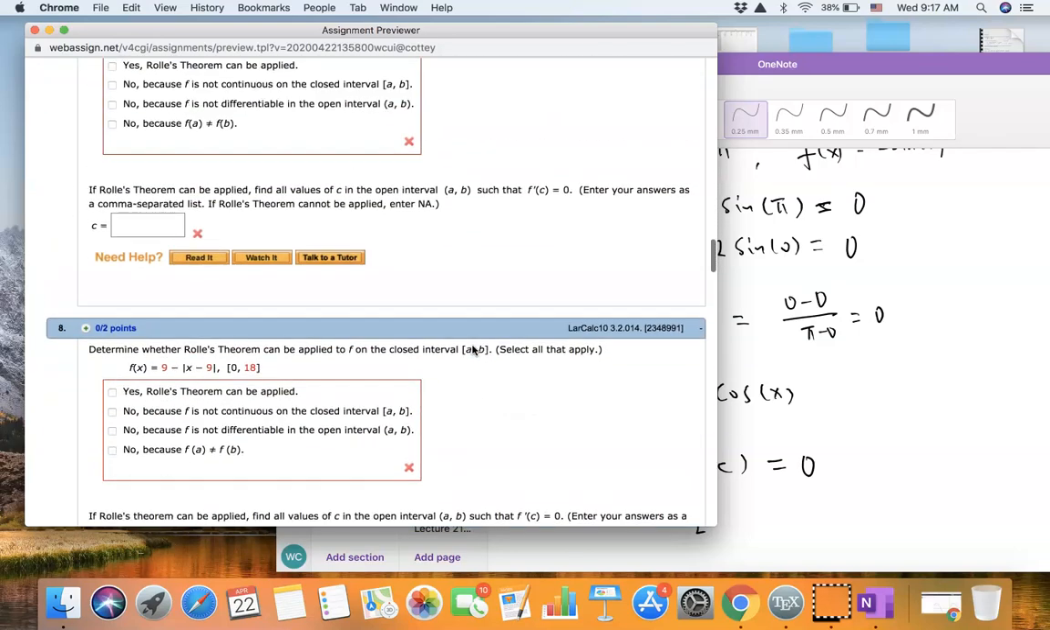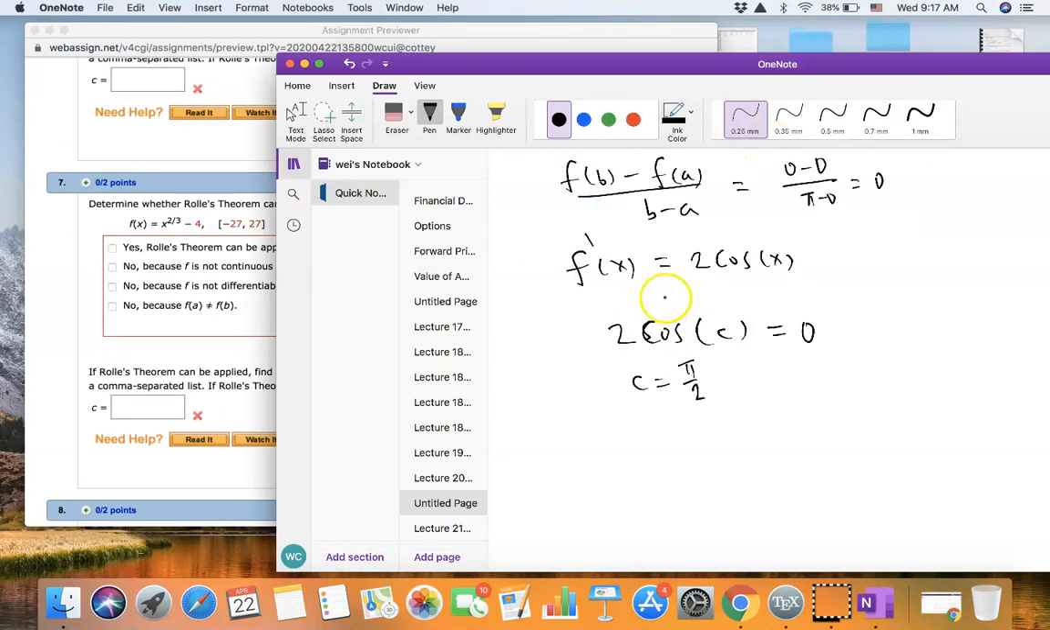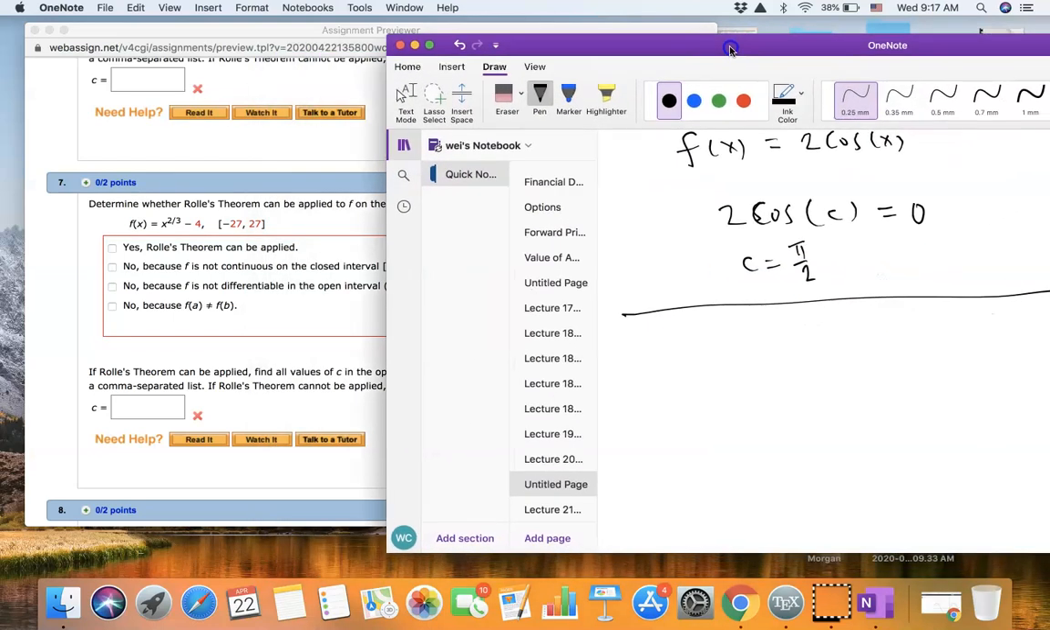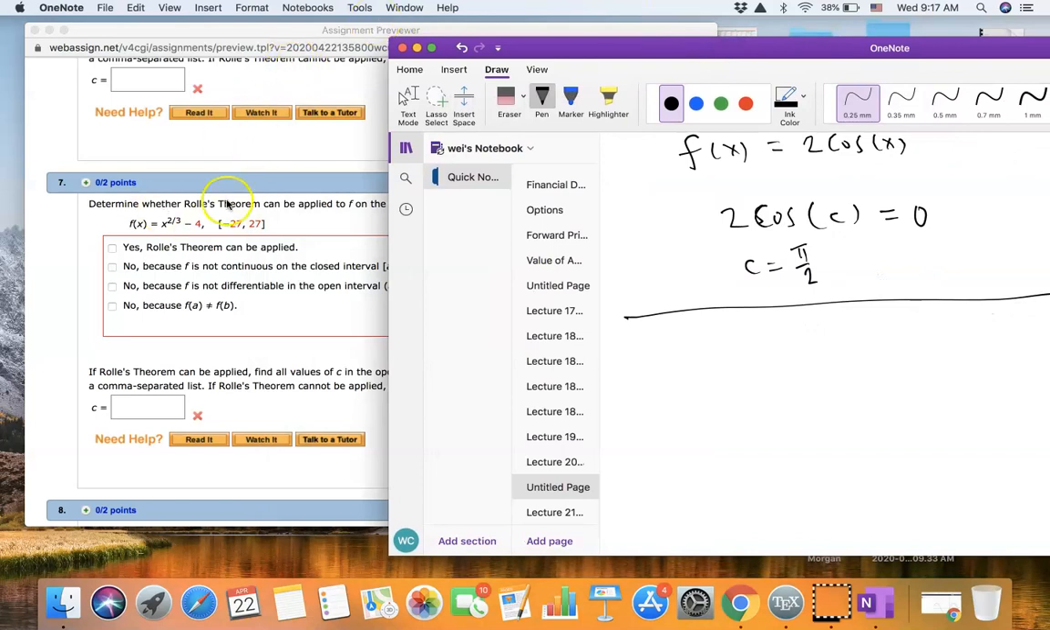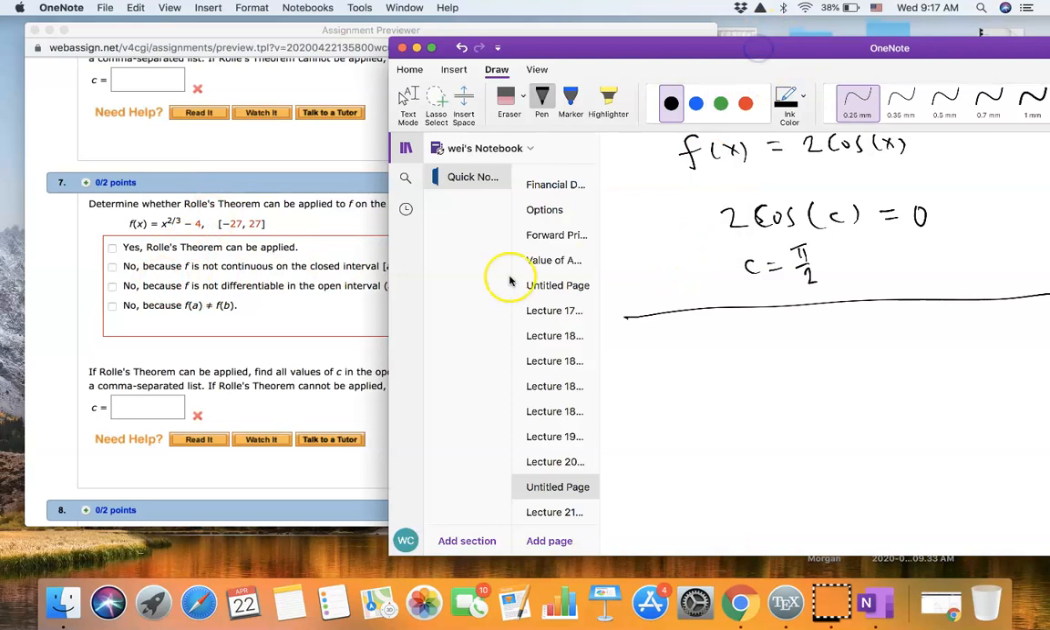Let me do another one. Okay. Number 7. So on number 7, to see whether the function is continuous, we consider what's the domain of the function.